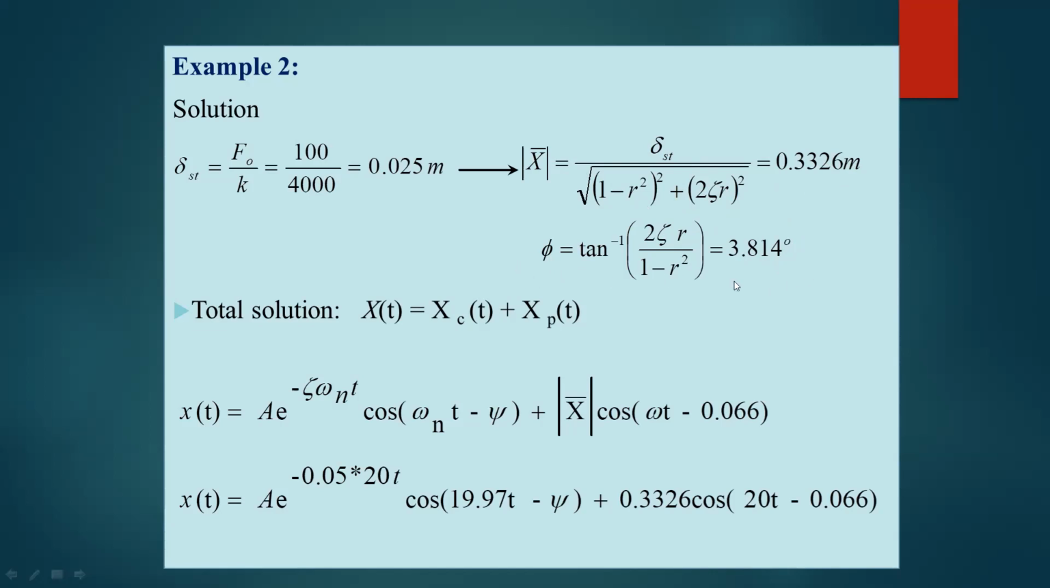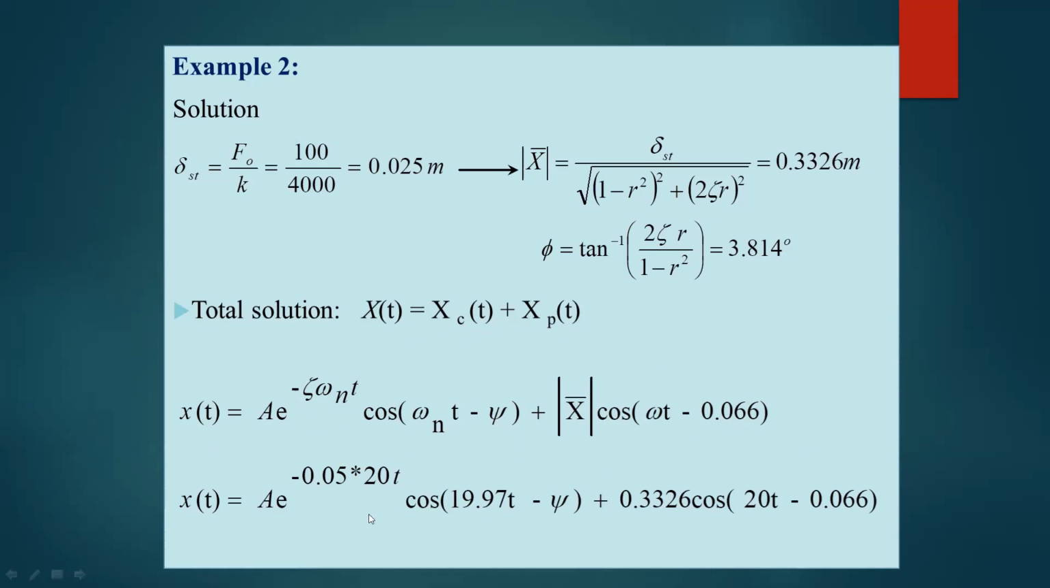And then the total solution is x of t equals x complementary plus x particular. The x complementary is A e raised to minus zeta omega n t, the whole times cos of omega d t plus psi, where psi is a phase angle. And then plus x bar cos of omega t minus phi, which is the phase value.